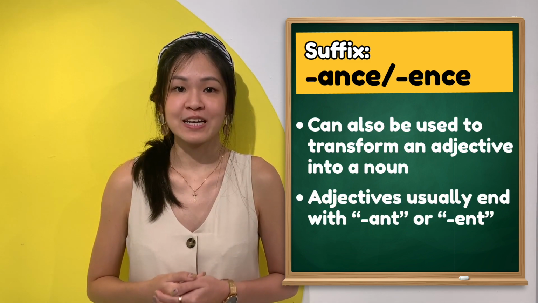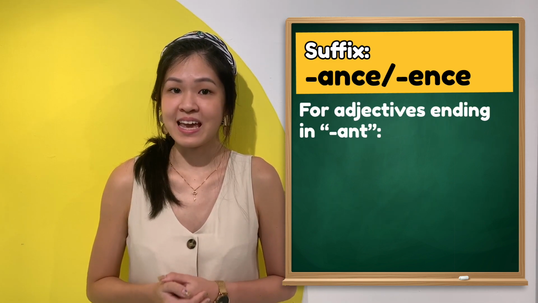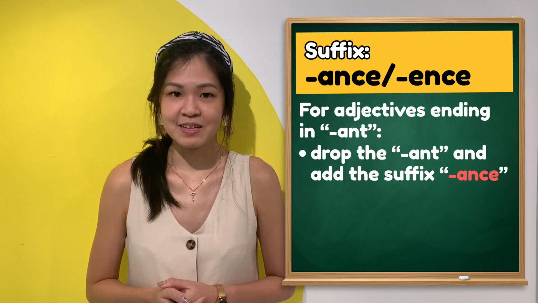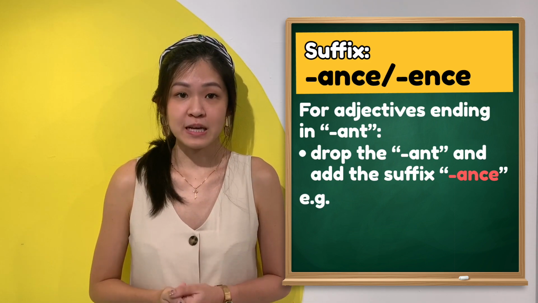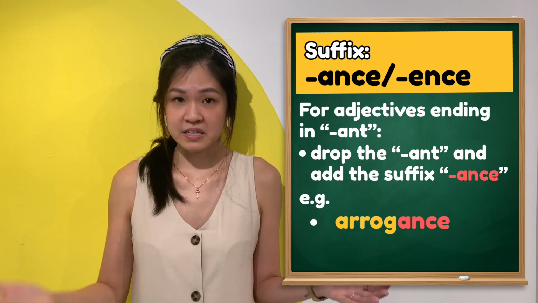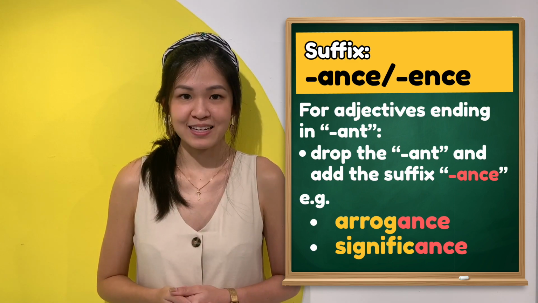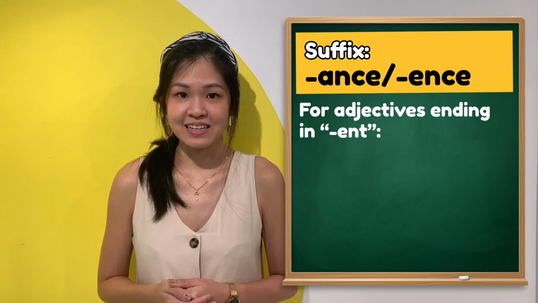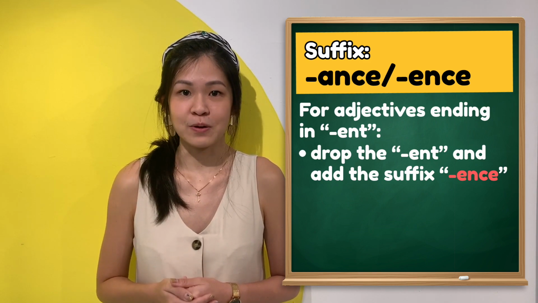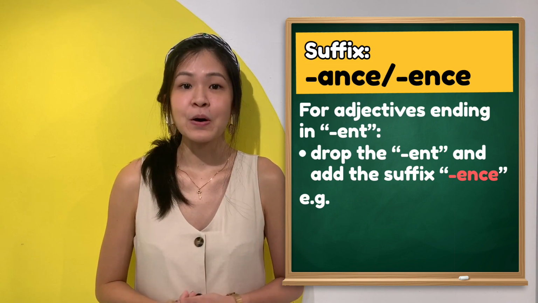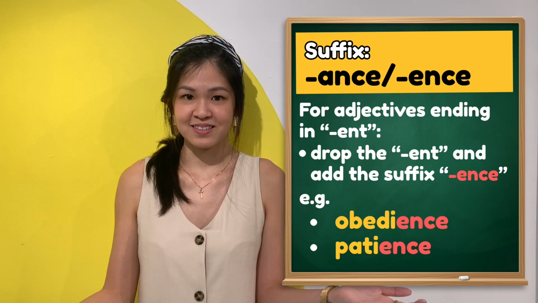These adjectives usually end with ant or ent. For adjectives ending with ant, we will drop the ant and add in the suffix ance to form the noun. For example, arrogant becomes arrogance and significant becomes significance. On top of that, for adjectives that end with ent, we will drop ent and add in the suffix ence to form a noun. For example, obedient becomes obedience and patient becomes patience.